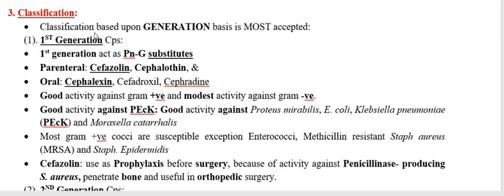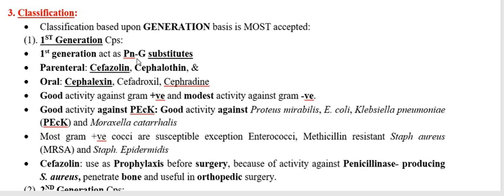The first one is the first generation. First generation cephalosporins are penicillin G substitutes, substitute antibiotics. So whenever you are not able to use penicillin G because of a hypersensitivity reaction by the patient, in that place you have to use a first generation cephalosporin.